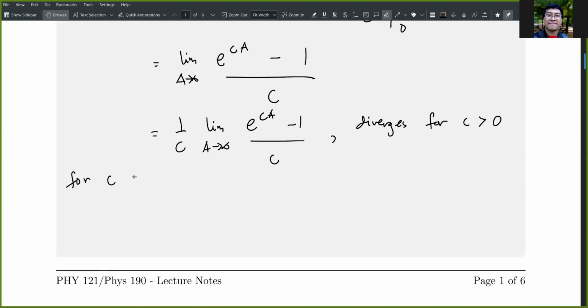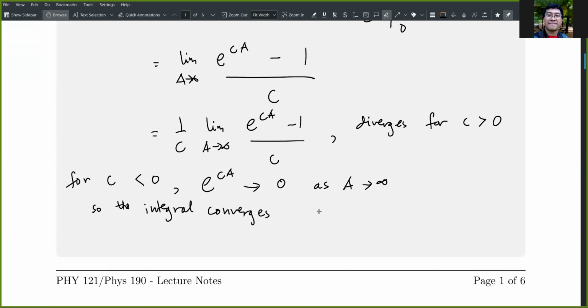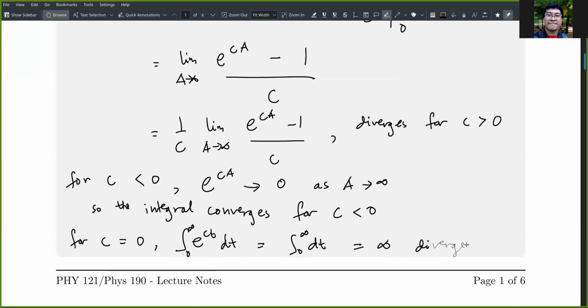For c less than 0, e^(cA) approaches 0 as A approaches infinity. So the integral converges for c less than 0. Third case, c equals 0: the integral becomes the integral of e^(ct) from 0 to infinity. If c is 0, then you simply get 1 times dt, which is infinity. So it only converges for c less than 0.